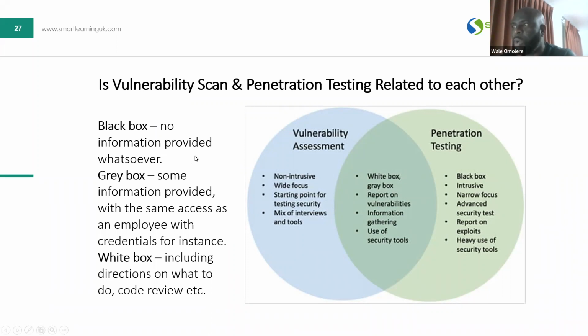if you take your focus away from this illustration, I want you to put your focus here. This is a description of those three subjects. So number one, black box. Black box just simply means no evidence provided whatsoever. Gray means that some information is provided, with the same access as an employee with credentials, for instance, all right? Then white, this includes direction on what to do, code review, and so on.